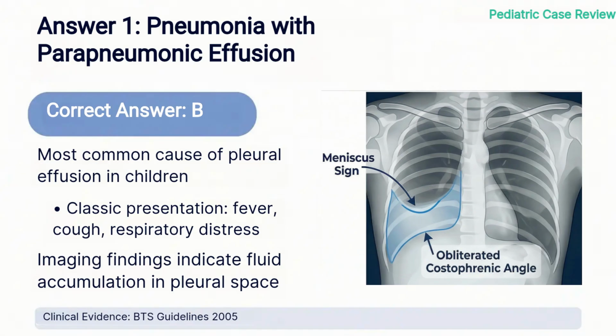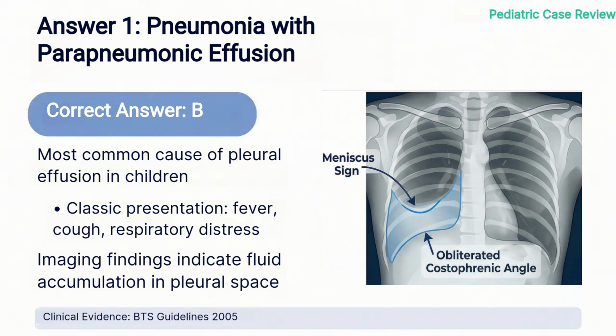This is the most common cause of pleural effusion in children, and this case represents the classic presentation: fever, productive cough, and respiratory distress in a young child, combined with the characteristic chest X-ray findings. The meniscus sign, which is the curved upper border of the fluid on the radiograph, and obliteration of the costophrenic angle both confirm fluid accumulation in the pleural space.